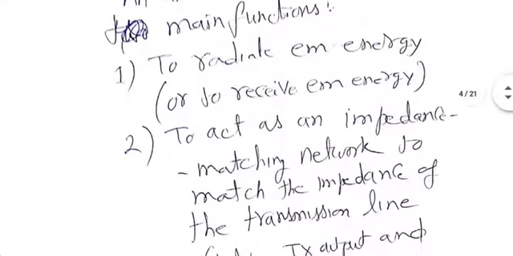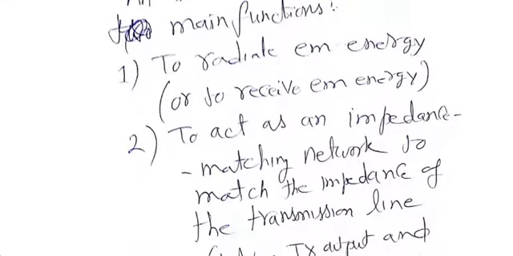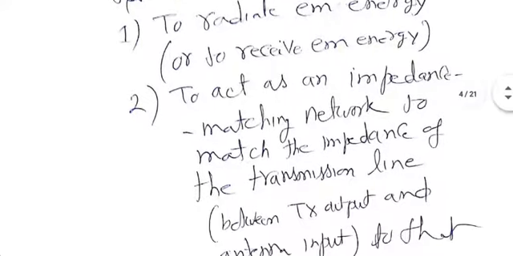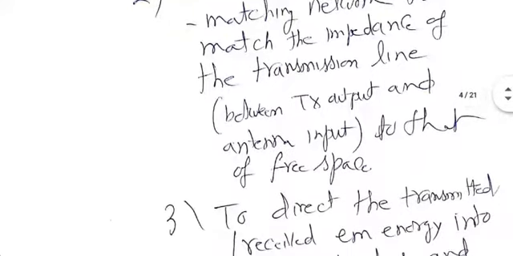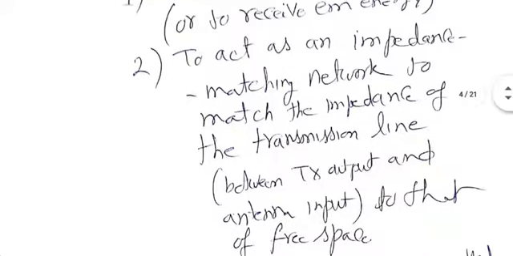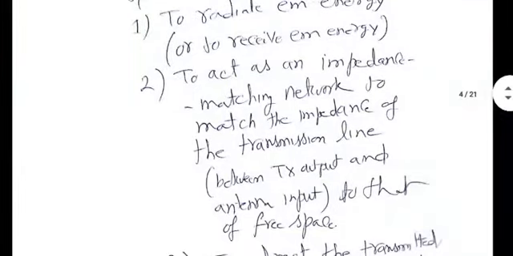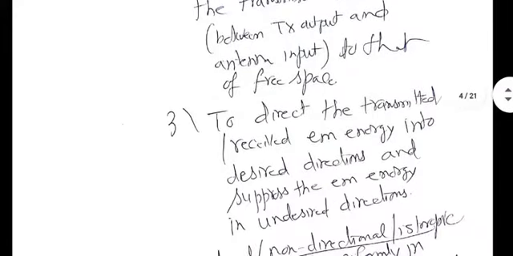Okay. To act as an impedance matching network, to match the impedance of the transmission line between transmitter output and antenna input to the free space. It is essentially the maximum power transfer theorem that we try to satisfy, to couple maximum power coming from the transmitter's output to the antenna's input. To direct the transmitted or received EM energy into the desired direction, that is the thing we are going to look at today.